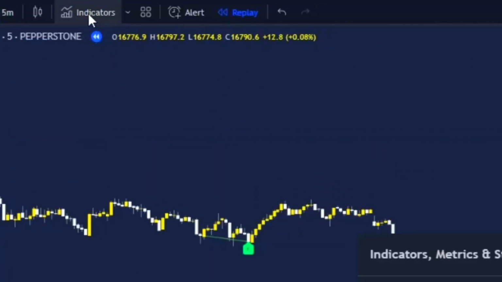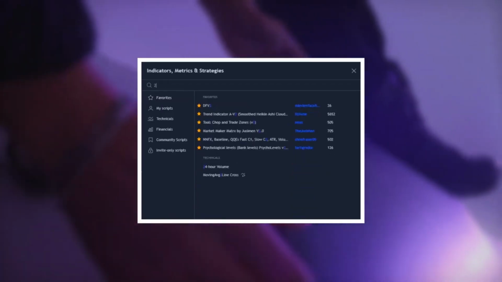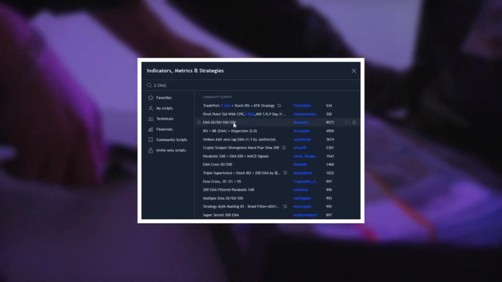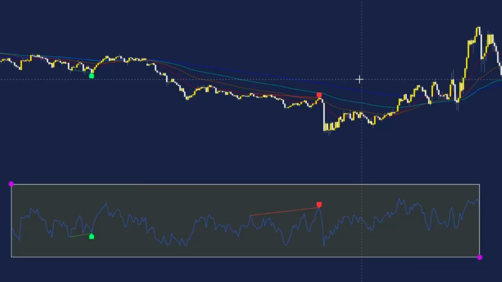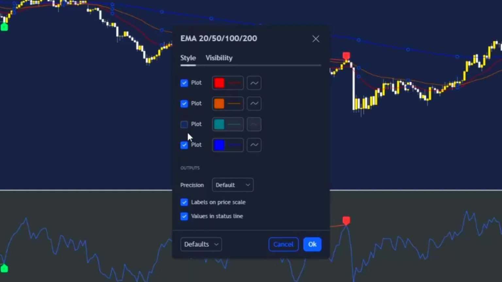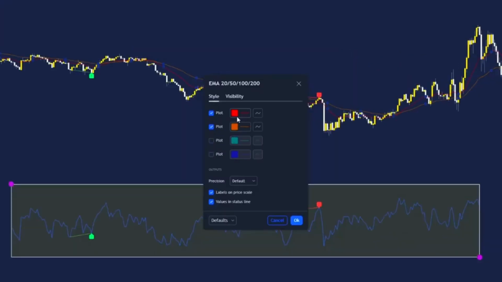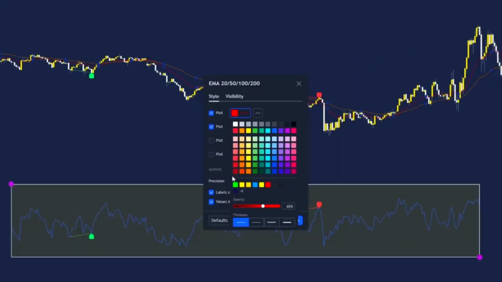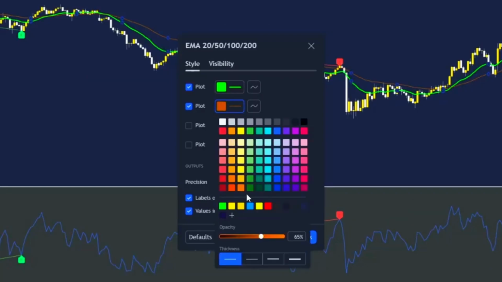Head up to the indicators section again, and this time we are going to type in 2EMA, and we are going to add this one right here by Dr. Sweets. Because this is a smaller time frame scalping strategy, let's focus on the lower EMAs. These are exponential moving averages and they will help you focus on trending markets with clear visual aid. I've kept the 20 EMA and the 50 EMA. You can also change the color to make it more visible.